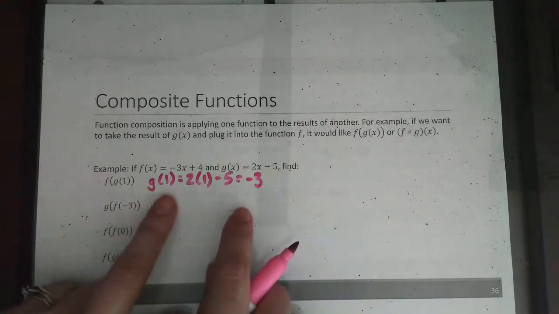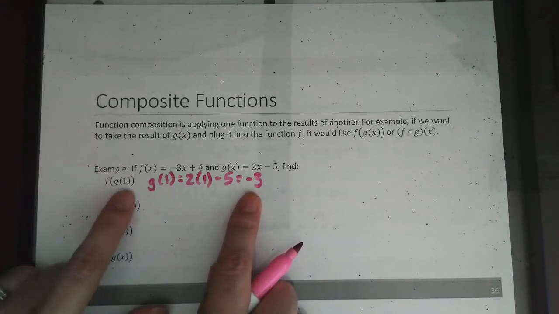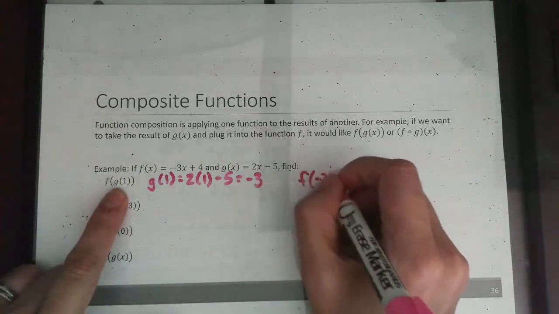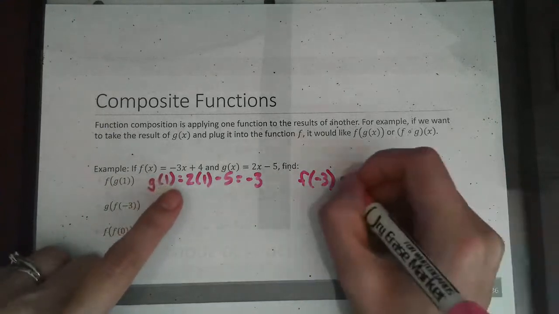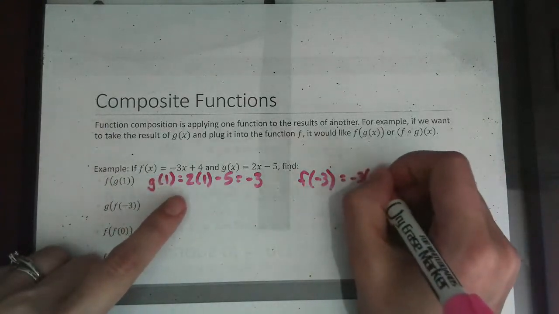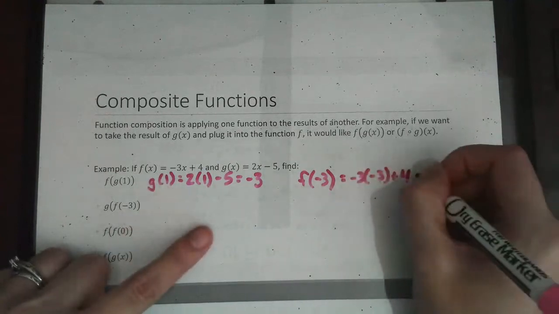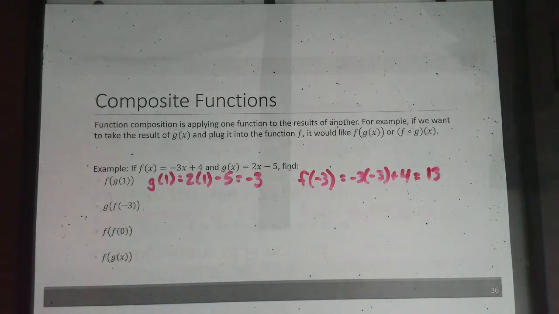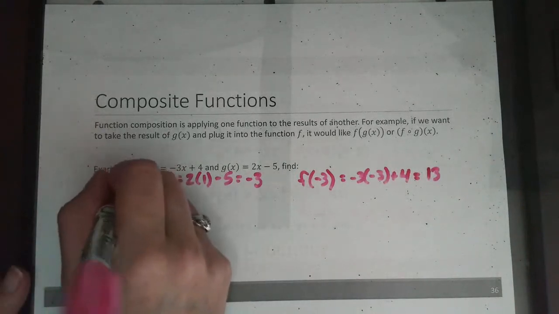Now I want to take what g of 1 is and replace it with a negative 3. So where this g of 1 is now a negative 3, I'm looking at f of negative 3. So if I plug in negative 3 to f, that'll be negative 3 times negative 3 plus 4. 9 plus 4 is 13. So what that means is f of g of 1 is equal to 13.